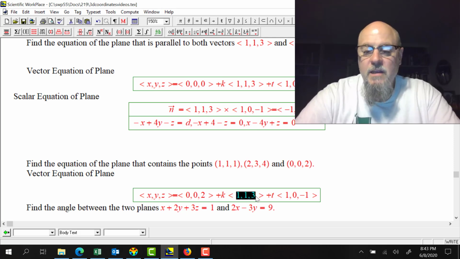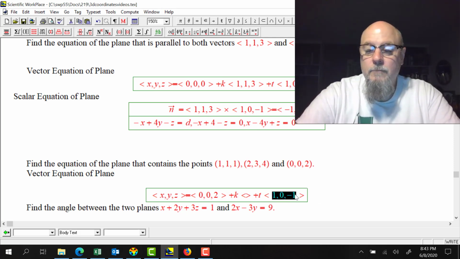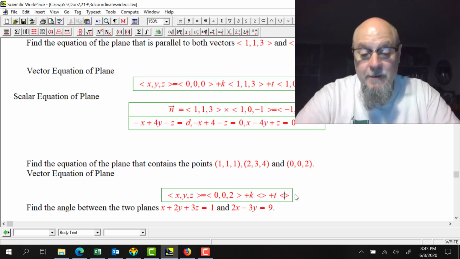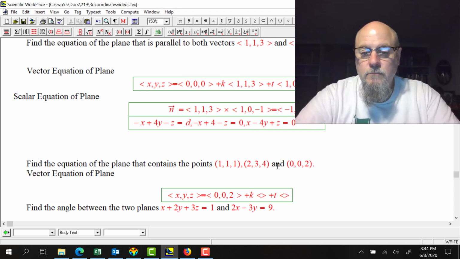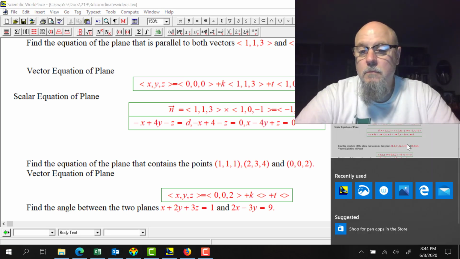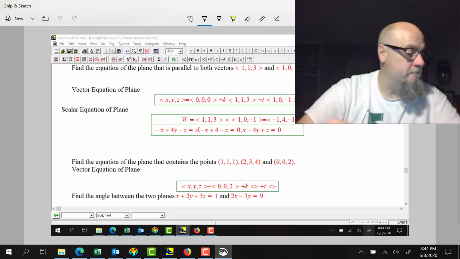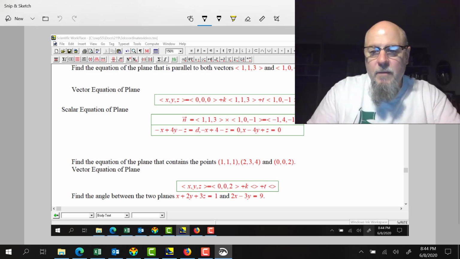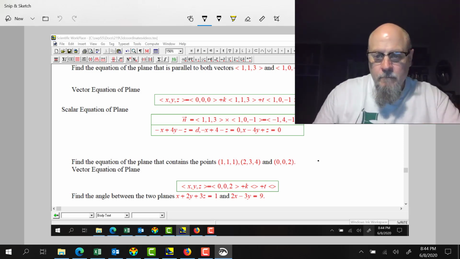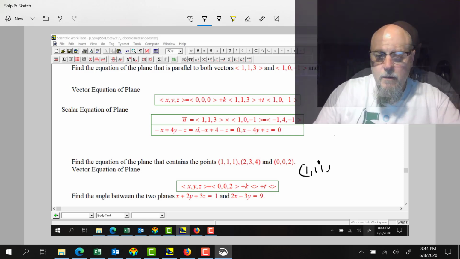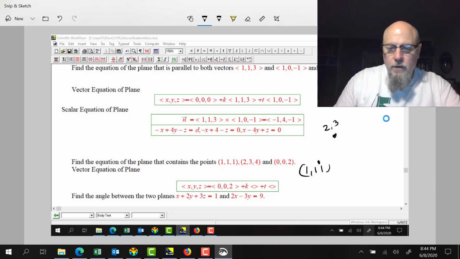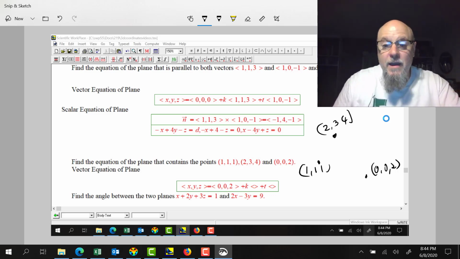Now I need two vectors that are parallel, that lie in the plane. Well, I've got 3 points here. Let's think about it like this. There's the point 1, 1, 1, that's in the plane. There's the point 2, 3, 4, that's in the plane. There's the point 0, 0, 2, that's in the plane. I need two vectors.